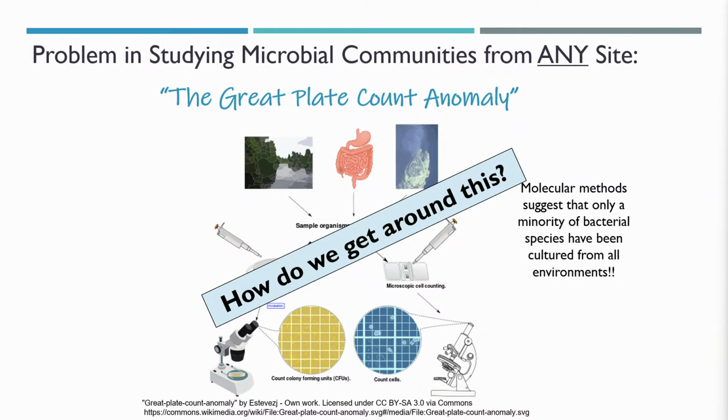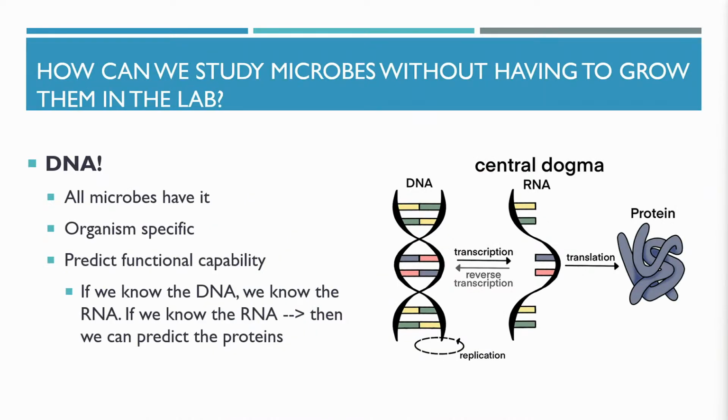Everything, including microbes, has DNA. So DNA is the answer to this. All microbes have it, and it's specific for different organisms. The central dogma of life is DNA to RNA to protein. So if we know the DNA, then we know the RNA, and if we know the RNA, then we can predict the proteins. And proteins have functions. So DNA can really help us understand the functional capabilities of microbes as well. So it's not just the growth.